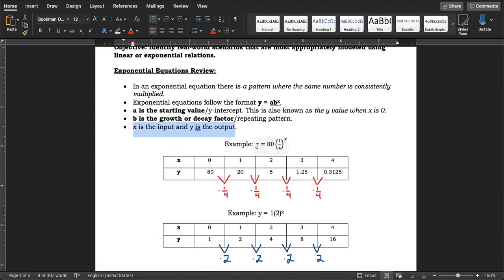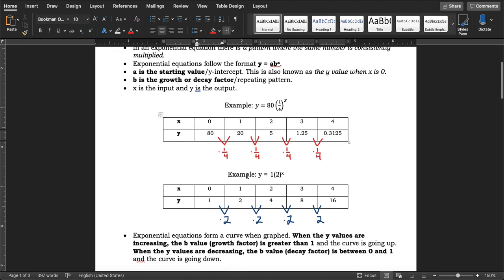And as usual, x is the input, y is the output. This is an example of an exponential equation. y equals 80 times 1/4 to the power of x. So here our starting value, our y value when x is 0, is 80. And we see that reflected in the table. Our factor is 1/4. In this case, it is a decay factor because it will cause the numbers to go down. So as we can see here, we're repeatedly multiplying by 1/4, and it's causing the y values to decrease.